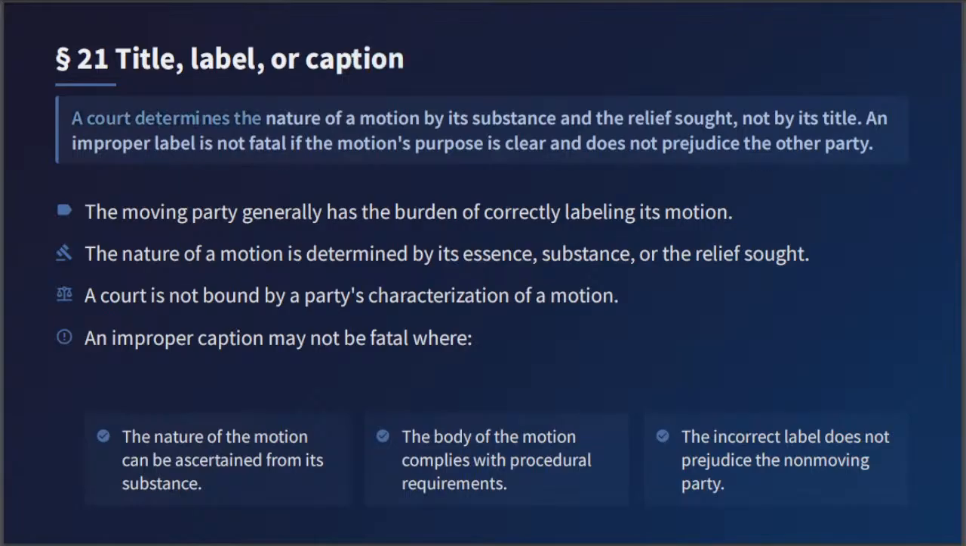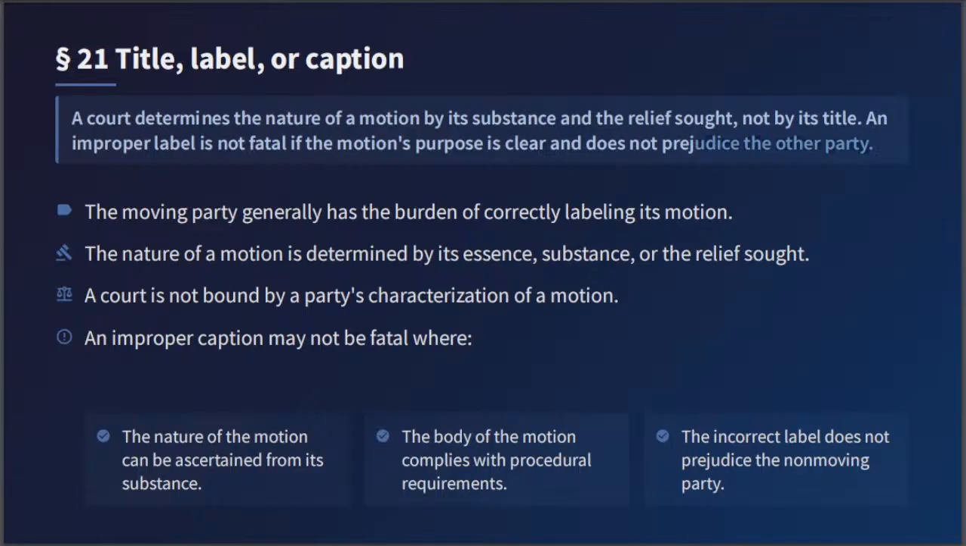A court determines the nature of a motion by its substance and the relief sought. An improper label is not fatal. An improper label is not fatal if the motion's purpose is clear and does not prejudice the other party. So key is the motion's request, the relief sought and its substance, and that it does not prejudice the other party. So that's a key part right there.